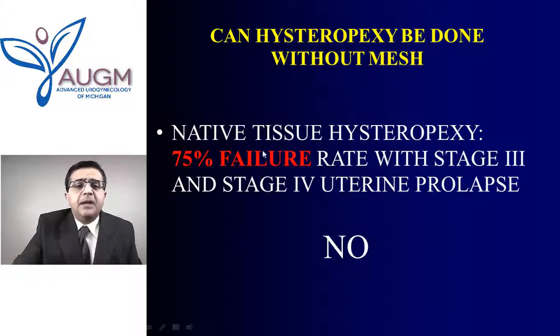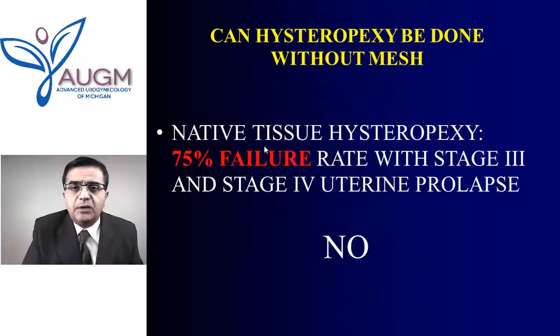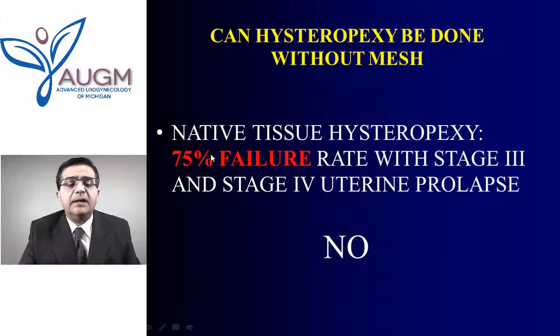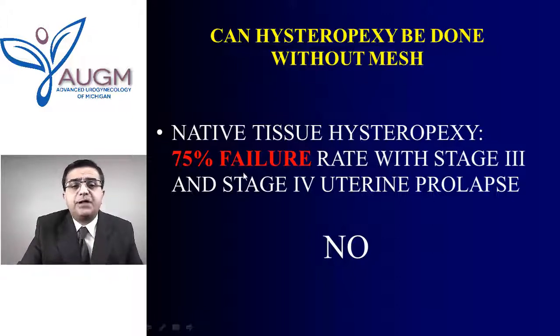In native tissue repair, like what I showed you, attaching the vagina to the sacrospinous ligament, they attached the uterus to the sacrospinous ligament. And two studies, Lynn and also Dietz, found that 75% of cases failed with stage 3 or stage 4 uterine prolapse. Now, these are the prolapses that we normally take care of. These are the prolapses where the woman can actually see the uterus sticking out of the vagina. That is called stage 3, and if it's completely out, it's called stage 4. And 75% failure. So can you do without mesh? Nope. The answer is no.